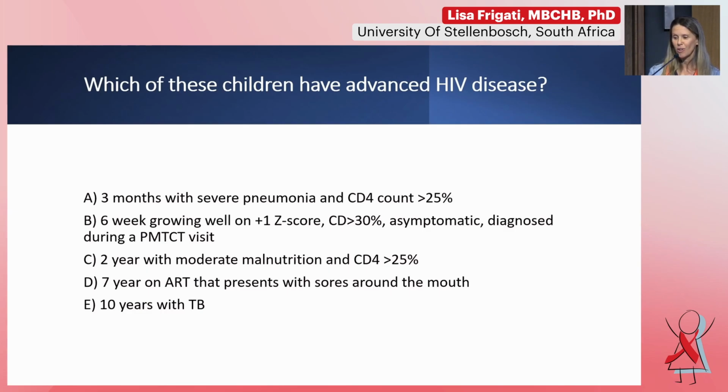C, a 2-year-old with moderate malnutrition and a CD4 of more than 25%. D, a 7-year-old on ART that presents with sores, possibly oral herpes around the mouth, or E, a 10-year-old with standard pulmonary TB. Some hands. Mark, you're not allowed to vote.